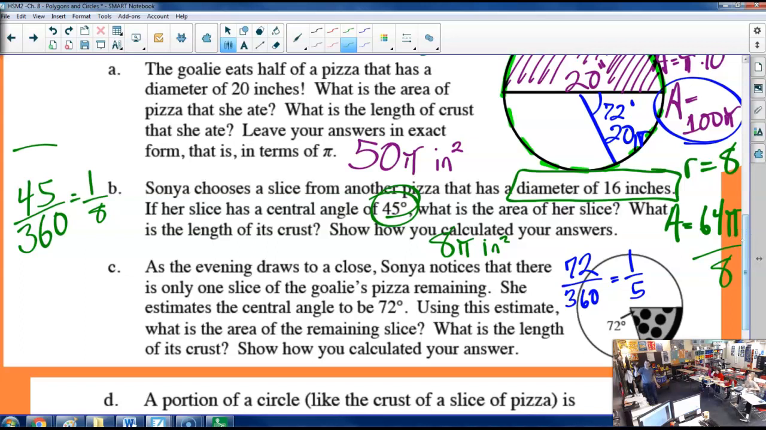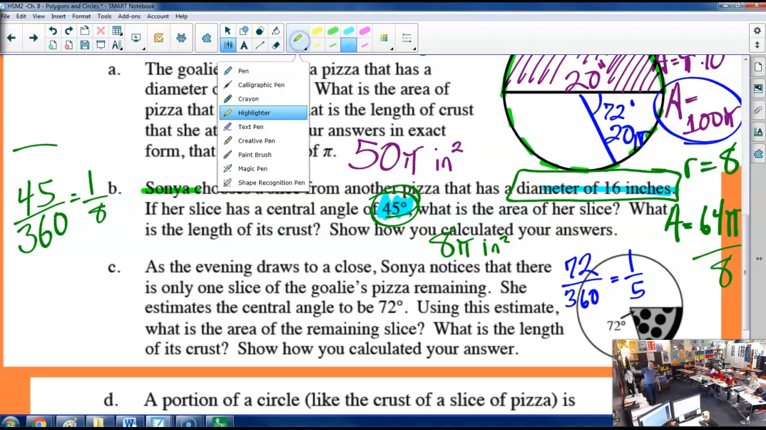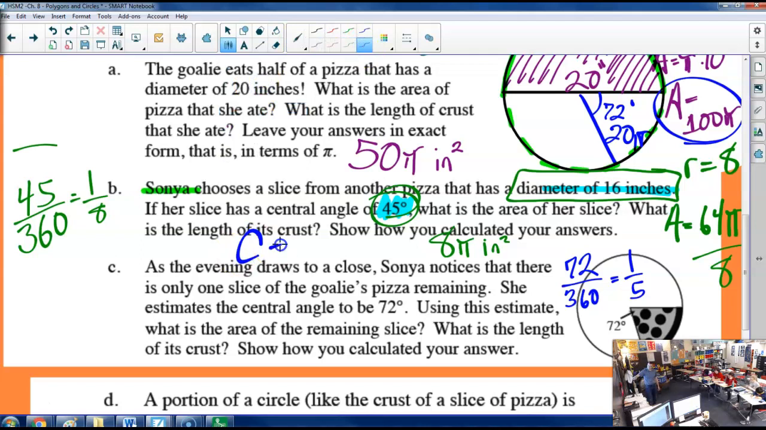So, Sonia goes to calculate her crust amount with her first slice. That first slice was 1/8 of this circle. So, what would be the circumference of this circle? 16 pi. So 1/8 of that would be 2 pi. So the crust she ate is just 2 pi in length, so like 6-ish inches. And then Sonia's like, okay, I feel better.